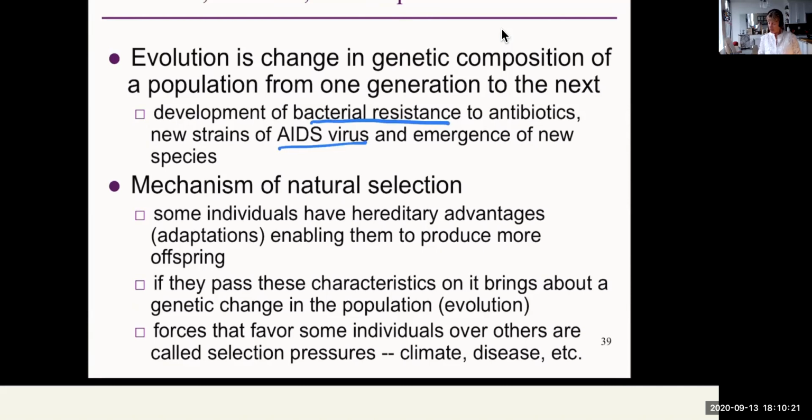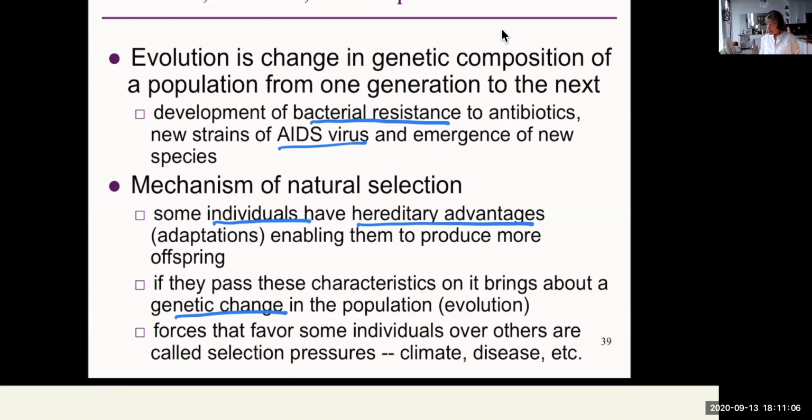So let me show you what that looks like. The mechanism of natural selection is such that some individuals have a hereditary advantage, an adaptation that enables them to survive and to produce more offspring. In other words, they survive to reproductive age. All of your ancestors survived to reproductive age. Lucky for you and me. If they pass those characteristics on, it brings about a genetic change in the population. Individuals with those genes survive; individuals without those genes do not. So the genetic composition of the subsequent population is different.